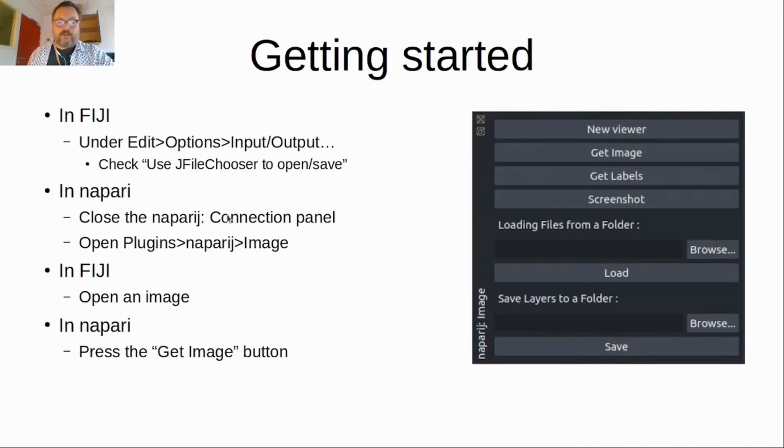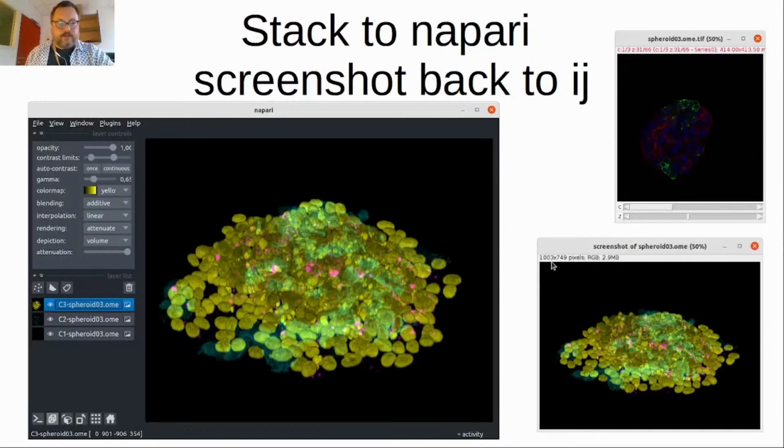Okay, now we're done with the connection panel in Napari, and we can now, for example, open the image panel. And now we're ready to work with it. We can open images in FIJI and press the Get Image button to get them over to Napari. If these are labels, so labeled masks in Imagerie, then we can use the Get Labels button and we can send screenshots back and also create a new browser window, a new Napari window, and get other images into the new one. So this is how it looks like.